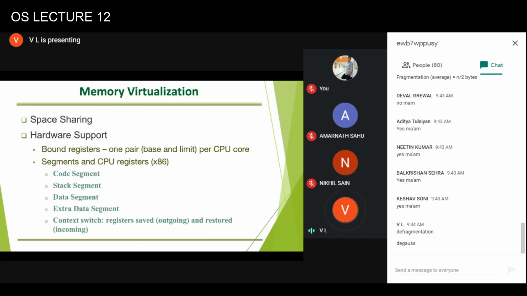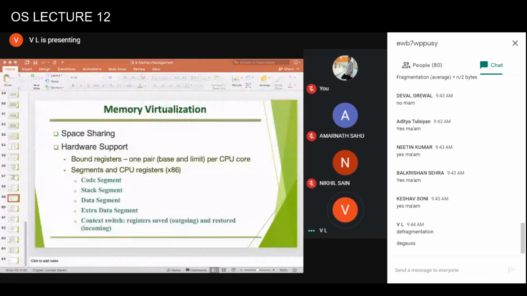In the previous scenario, I'll stop at this point. I'll share these slides with you, and I'll ask you to go through them, and we'll start from here in the next class. If there are any questions, you can ask me right now.